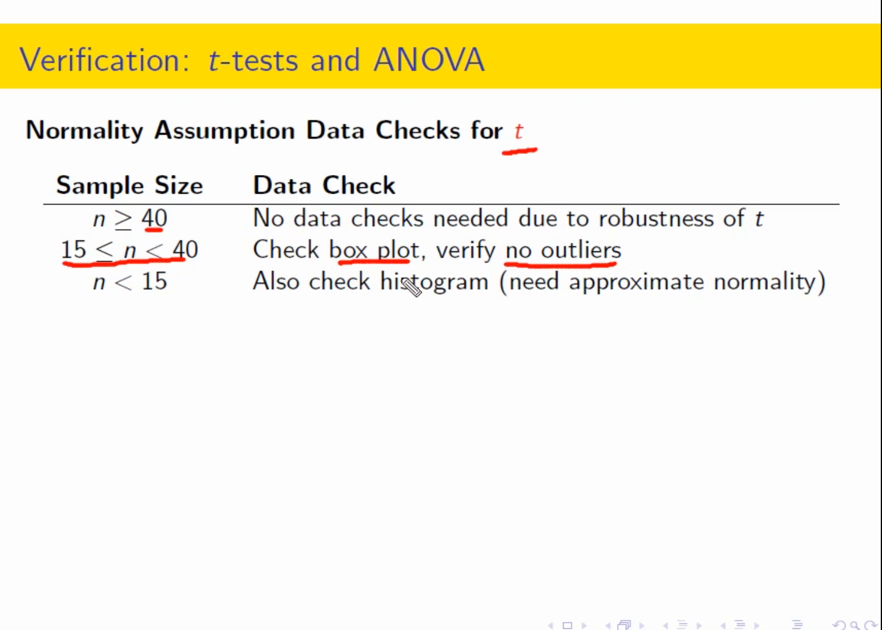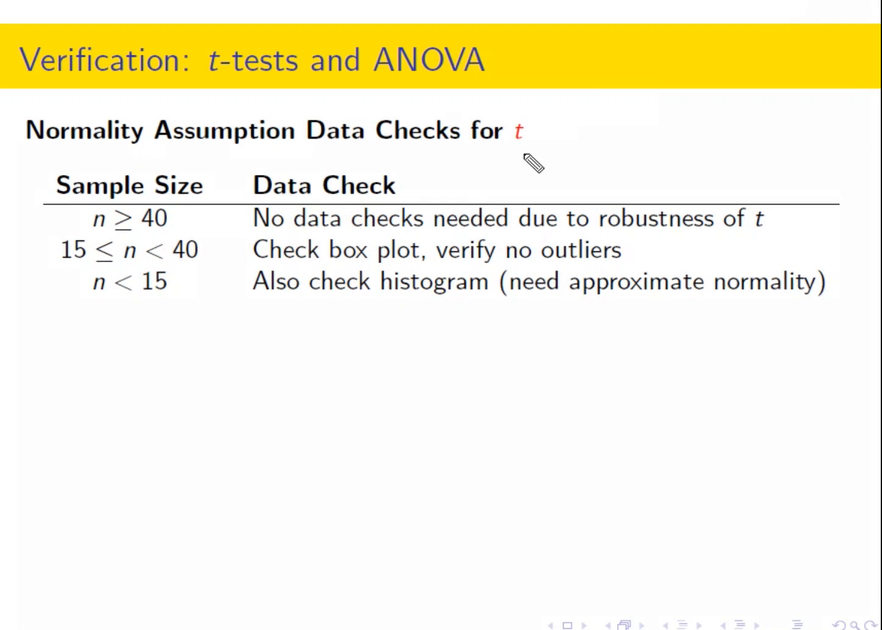The final thing we need to be true, if we have these tiny, tiny sample sizes, so this is a really small test if we have 14 or fewer observations, is that we're also going to check a histogram and look for approximate normality in the histogram. So that's a really big improvement. We have a nice robust statistic. Most of the time, sample size is 40 or more. We won't even have to do any data checks. For these moderate sample sizes, 15 to 40, we'll check a box plot, make sure there are no outliers. And then for tiny samples, yes, we're going to have to do both data checks.